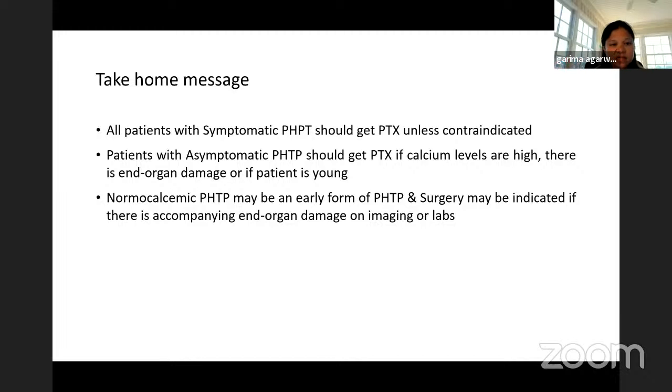So the take-home message: all patients with symptomatic primary hyperparathyroidism should get parathyroidectomy unless contraindicated. Patients with asymptomatic primary hyperparathyroidism should get parathyroidectomy if calcium levels are high, or there is end organ damage, or if the patient is young. And in normocalcemic patients, this entity may be an early form of primary hyperparathyroidism, and surgery may be indicated if there is accompanying end organ damage or abnormal imaging or labs.